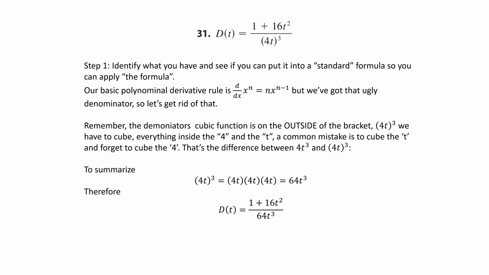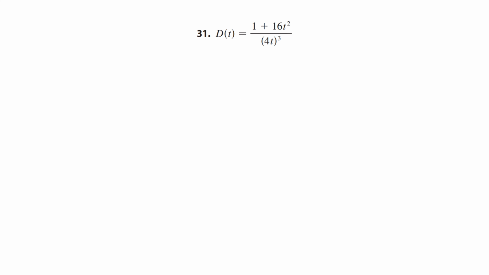So to summarize, (4t) cubed would be equal to 4t times 4t times 4t, which is just 64t cubed, which is considerably different than just 4t cubed. It's about 8 times larger. Or sorry, 16 times larger. Anyways, once we do all the expansion, we can replace that (4t) cubed with 64t cubed. So that's our first step, and it's starting to look a little bit more normal.